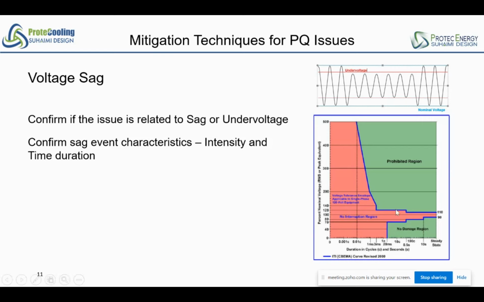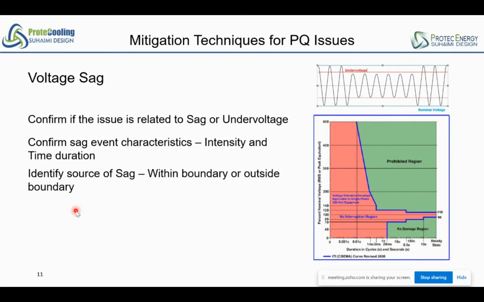So based on the intensity and time duration, there would be certain regions, as you can see over here. This is a CBEMA or ITIC curve, which defines the impact of voltage quality issues, mainly undervoltages and overvoltages, sags, swells, on electronic equipment. So there is a no damage region. Then we have the prohibited region, where we cannot go. That means there is the voltage level, and then we have the time. Then we have the no interruptions region, and where there would be interruptions. In the no damage region, there will not be any physical damage, but there would be tripping of the equipment.